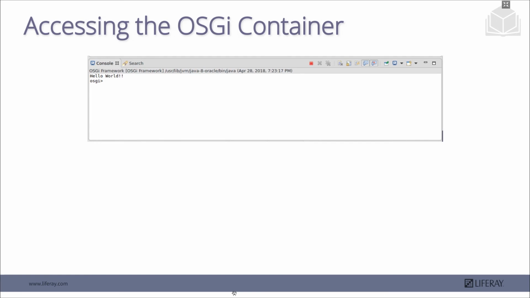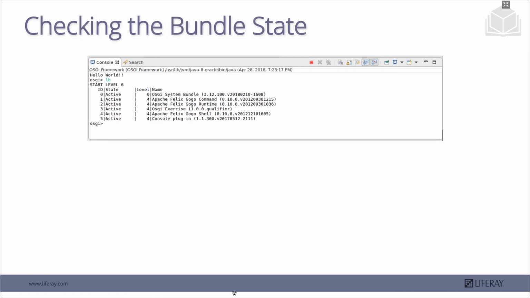Accessing the Gogo shell is actually pretty easy. When we ran our OSGi bundle over in the previous exercise, it actually brought us over to the Gogo shell. So we'll be taking a look at that pretty soon. But one of the most common commands that we're going to be using in the Gogo shell is lb. lb allows us to take a look at all of the bundles that are inside the OSGi framework or the OSGi container.